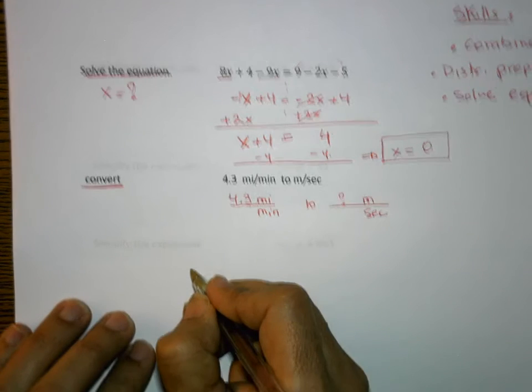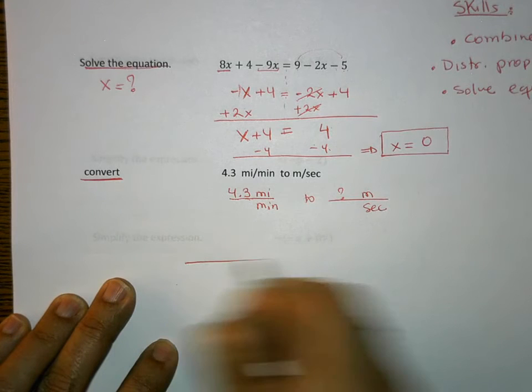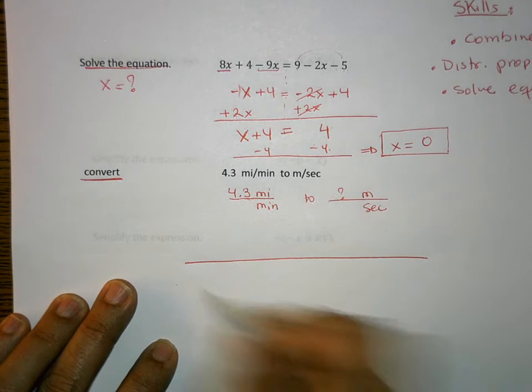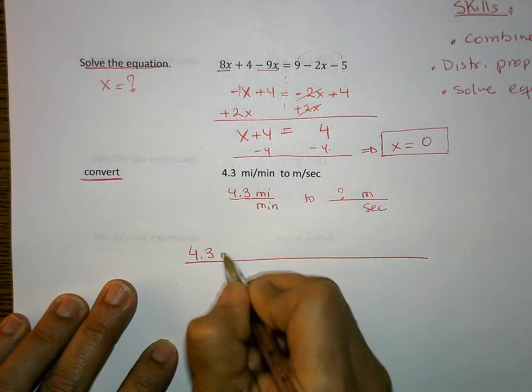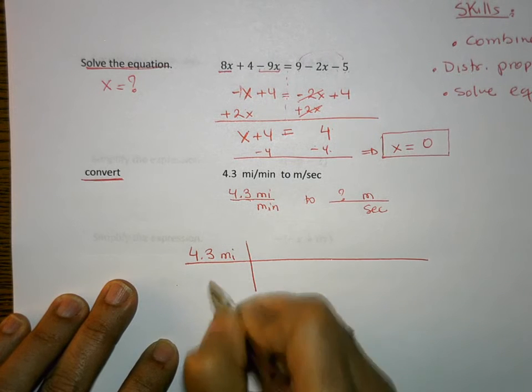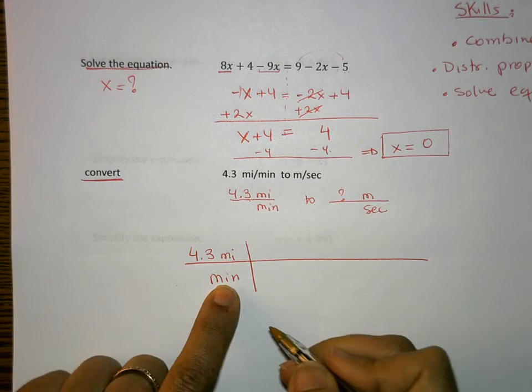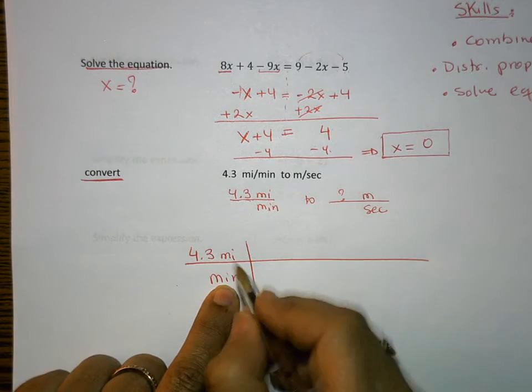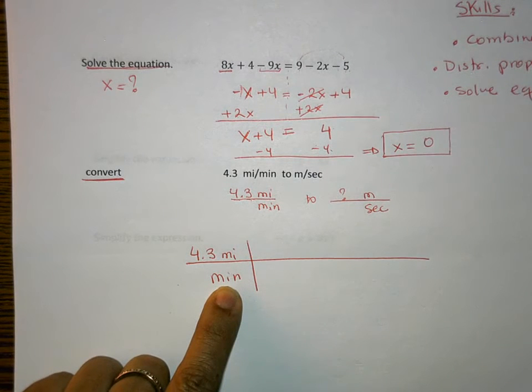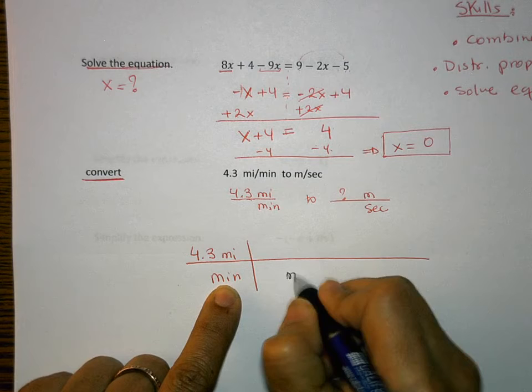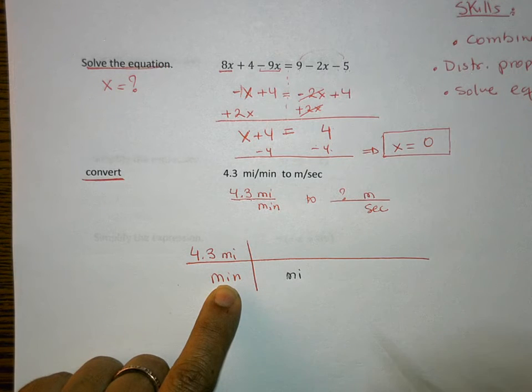So remember my little technique I taught you in class. Make the little long table. You start with 4.3 miles per minute over here. So I want something about, let me get a different color here, I want something about miles down here. I want the miles to cancel.